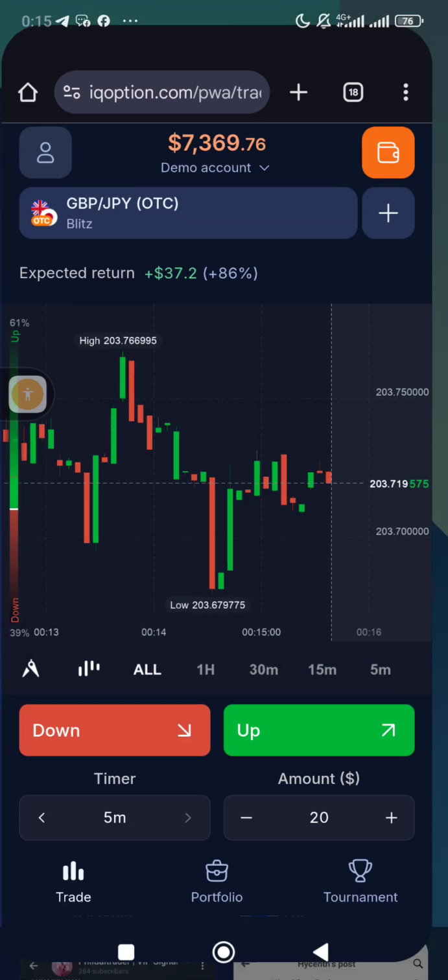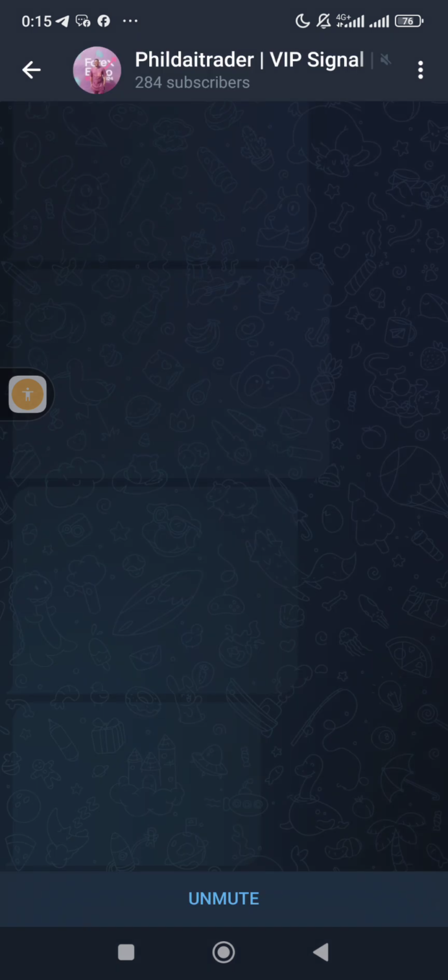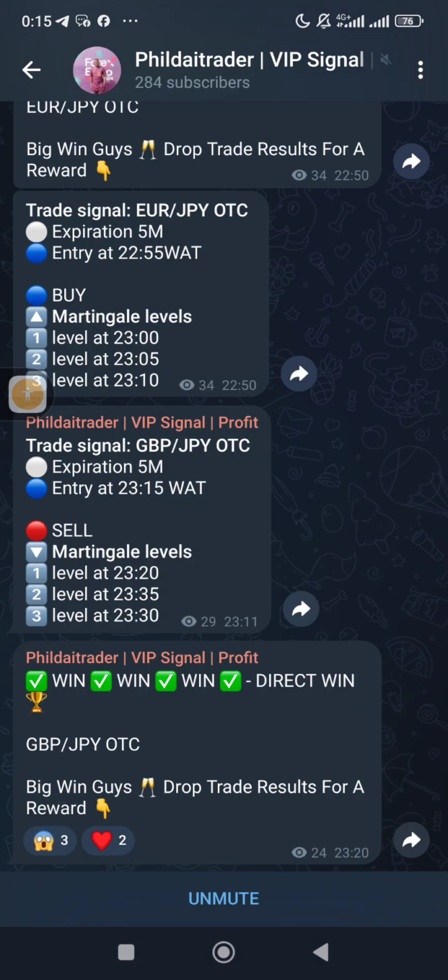Then you go back to the signal that was given. Let's go back to the signal that was given to us. So now look at the trade there, GBP/JPY. Remember, we're not using the exact time they asked us to take this trade, but I'm just giving you an instance. Now, it's a sell trade. It gives us an entry when we should enter the market. And now you see the Martingale levels. We have level 1, level 2, level 3.